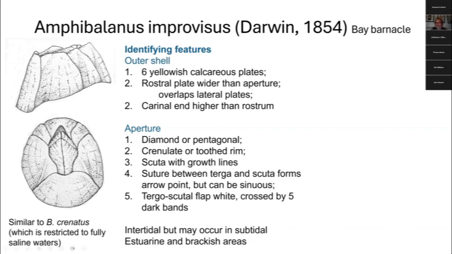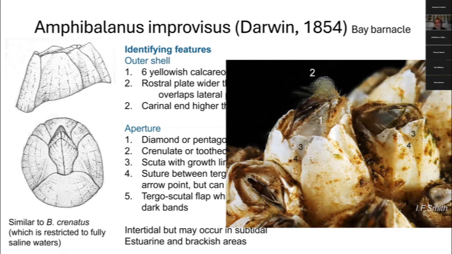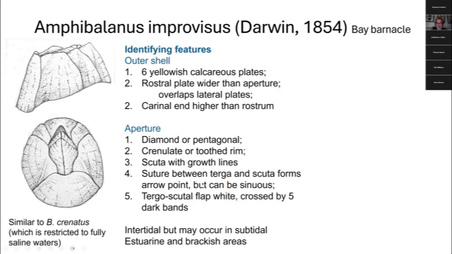I'm not sure if I've got the... Yeah, I had to borrow these. I couldn't find photos of it, so I borrowed a couple from Ian Smith. But you can see here the spines around the top of the shells. I have asked him, by the way. And you can see the spines just opening up as well, although it's maybe not so easy to see the color of the tergoscutal flap. Yeah, it's white crossed by five dark bands.